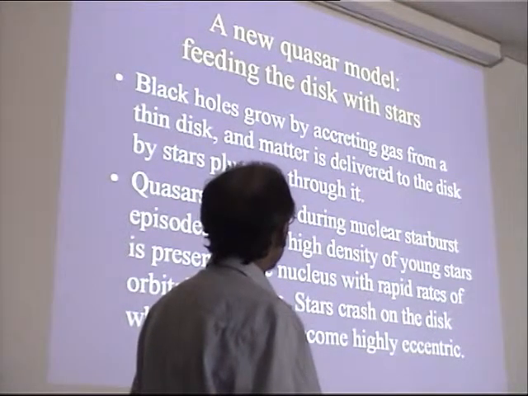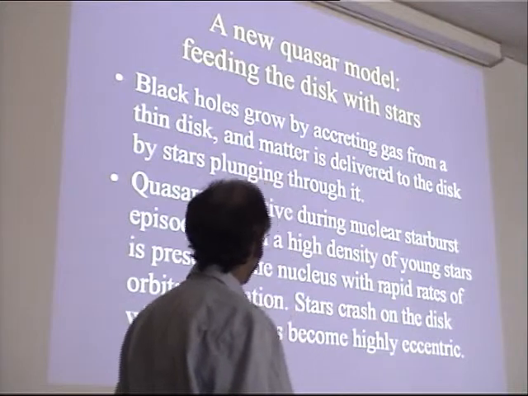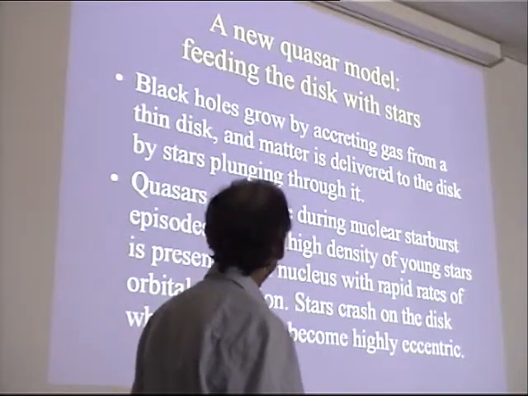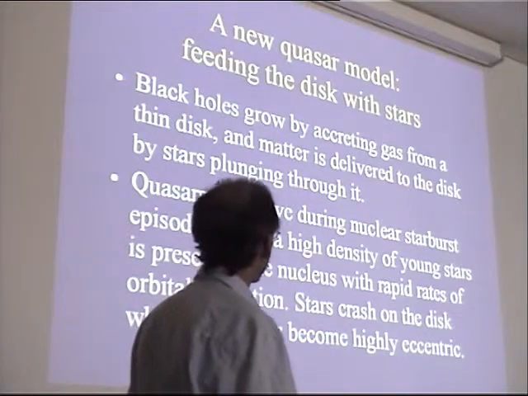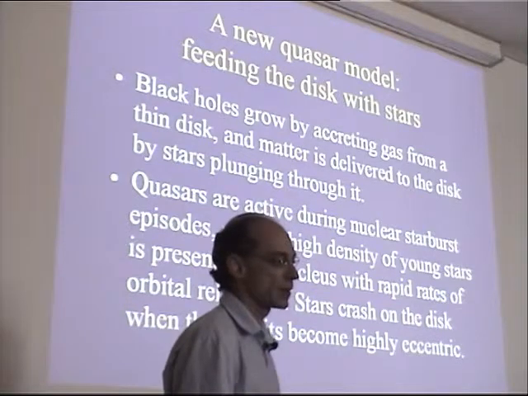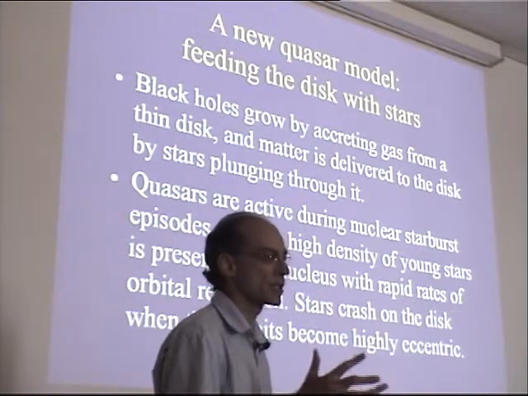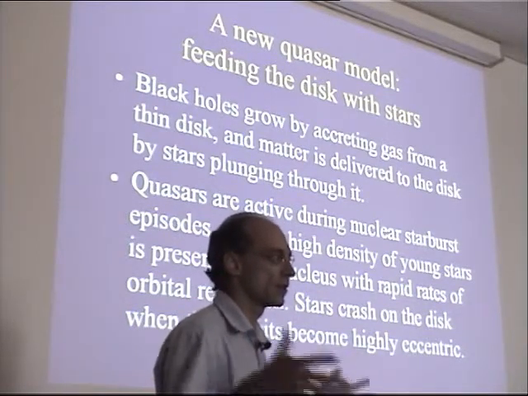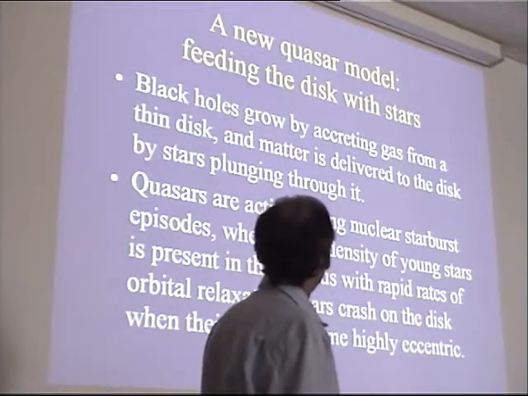maybe we can feed the accretion disk with stars. So black holes grow by accreting gas from a thin disk, the way everybody has thought for nearly 40 years. But matter is then delivered to this disk by stars plunging through it. And this would happen at a rather small radius, so that this accretion rate that is required to feed the quasar doesn't extend out to very large radius. The matter is delivered at relatively small radius by stars.